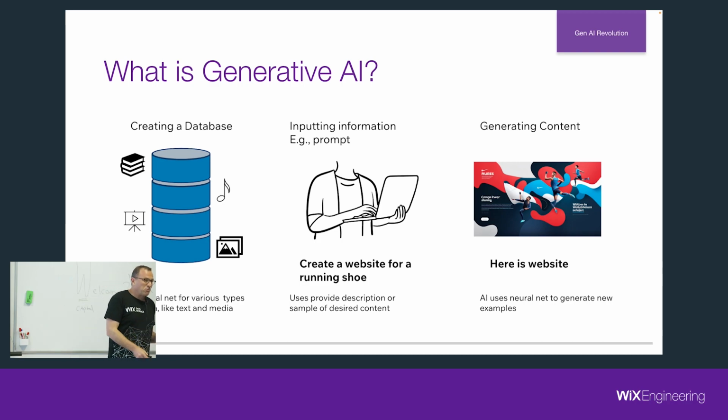So just a quick refresher on what generative AI is. Generative AI is basically a set of machine learning algorithms that are able to generate human-like content, okay? For example, the user can provide a description of what they want, usually through a prompt, like create a website for a running shoe, or they can give you some sample of the content that they want. And the generative AI, the machine learning algorithm, generates a new realistic sample, okay? So you get this website.